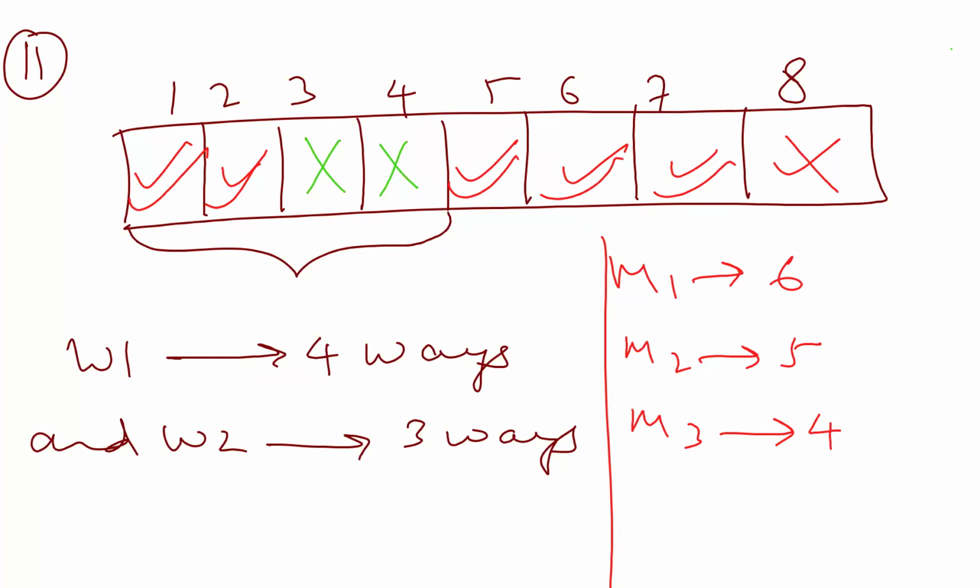Likewise, you are going to multiply all this: 4 into 3 into 6 into 5 into 4. Let us verify the answer. 1440. Yes, that's correct. Fine.